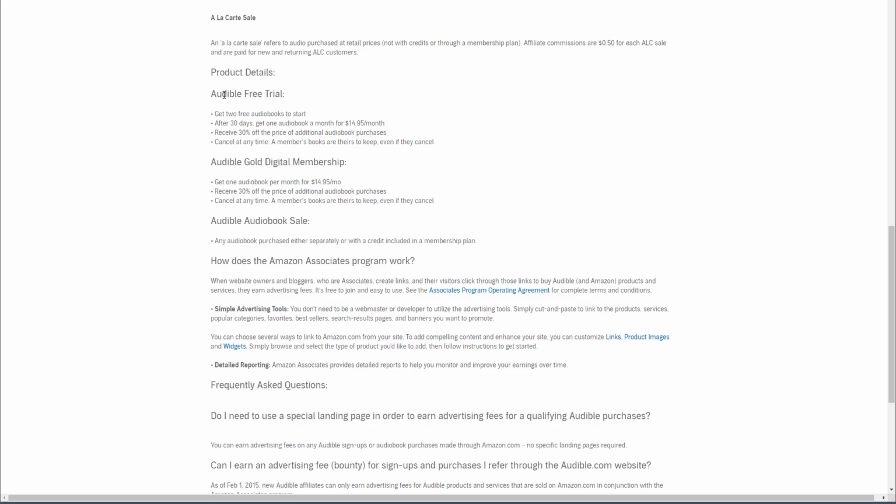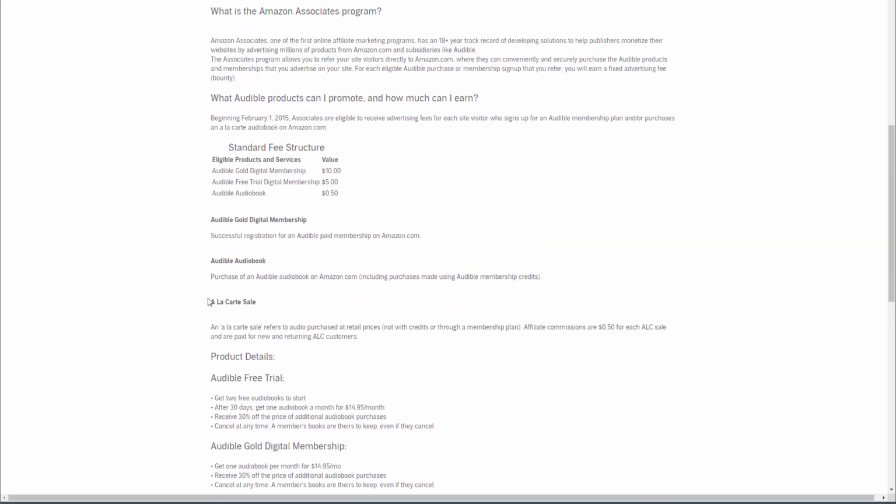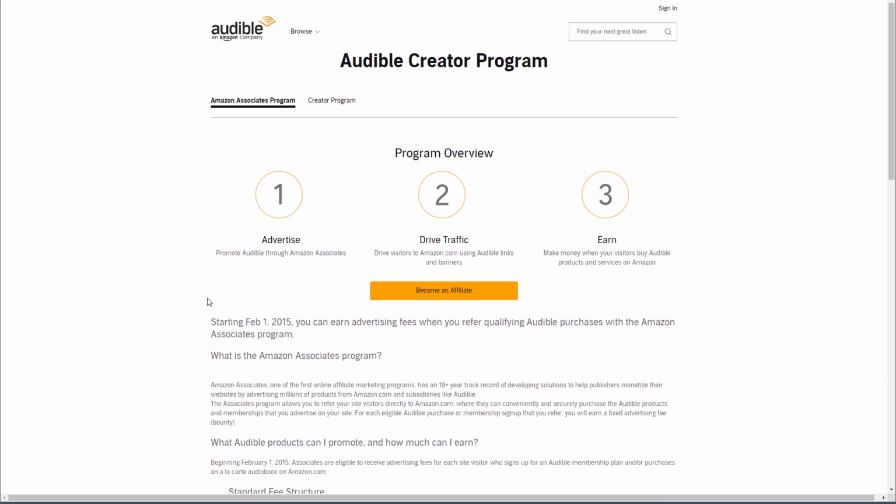And also the free trial here gives you some product details. They get 2 free audiobooks to start with. So when you're marketing it, you can mention that to people. You can say, hey, sign up for the free trial and you can get this book for free. It makes it really, really easy to convert and get people clicking on the link. Okay, so that is the offer. That's what we're going to be promoting. So what you need to do first, guys, is sign up and become an affiliate so you have an account here so you can start earning money and creating affiliate links.